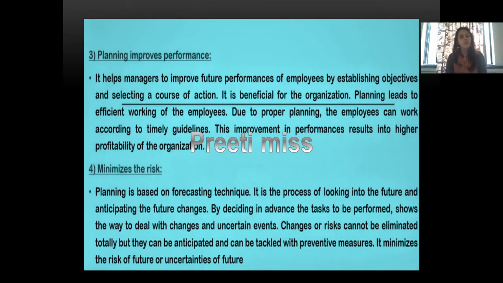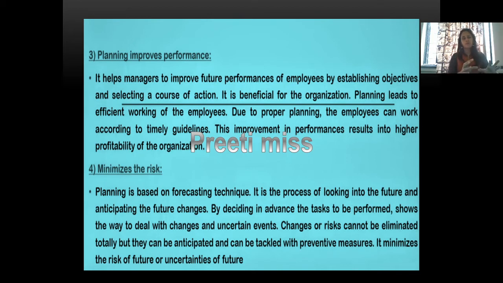Next, planning improves performance. As we have already seen in the definition, it bridges the gap between where we are and where we want to go. So it improves performance. Suppose I am not up to my planning, as per my planning I am not moving in that direction, then I will take action. So planning leads to efficient working of the employees. Due to proper planning, employees can work according to timely guidelines.